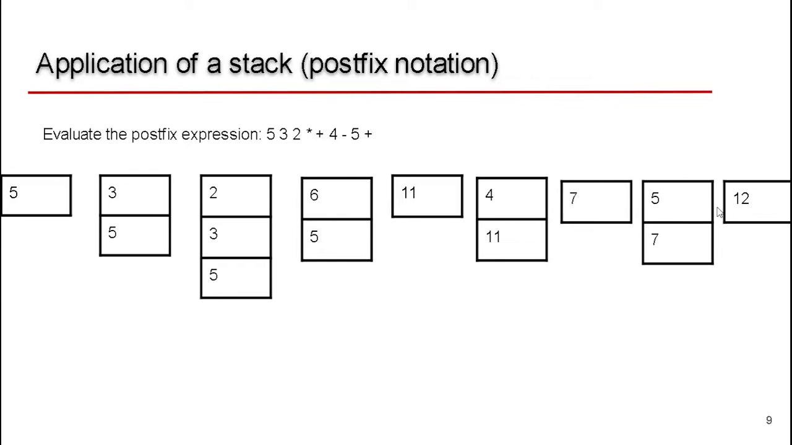So why did we take the 6 at the fourth step? Because here, 6 here, as we multiply the 2 and 3. Actually here we already have 5. 5 is there. Then we entered 3, then we entered 2, and then we have multiplication.